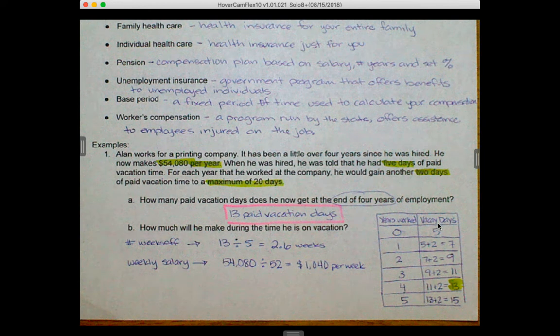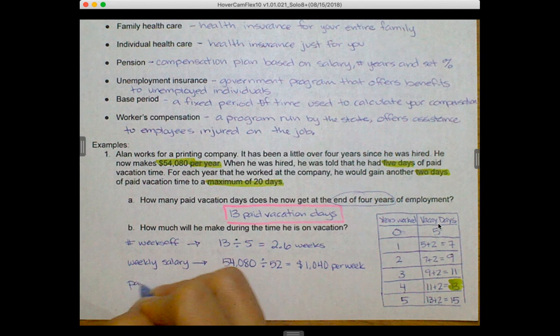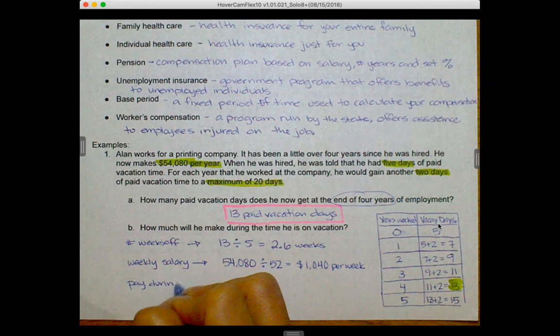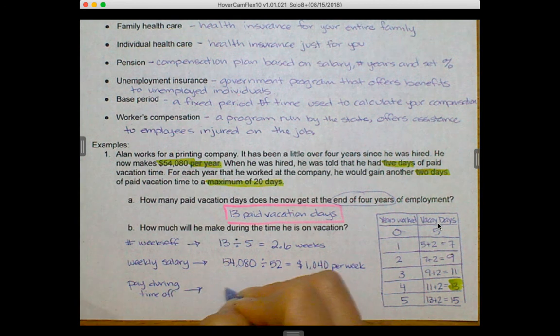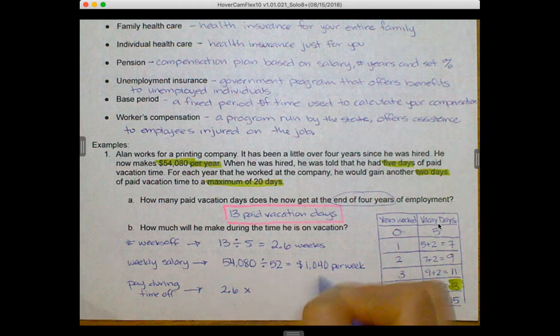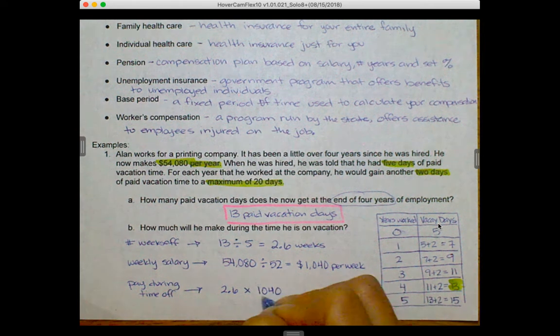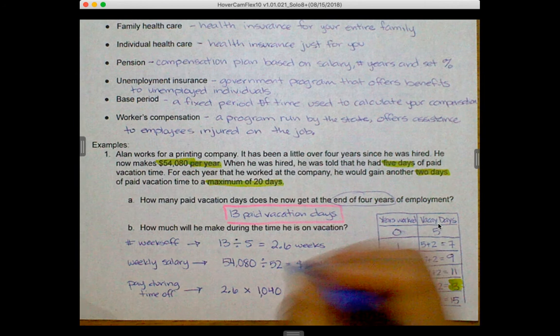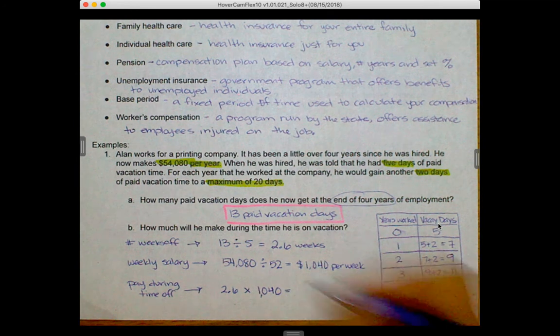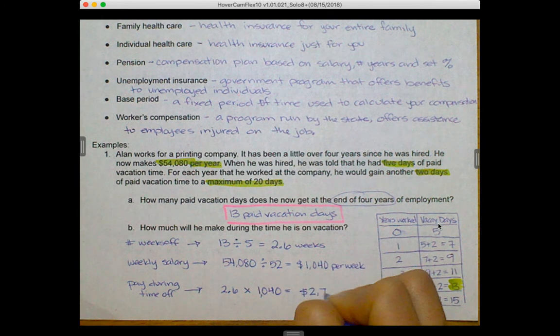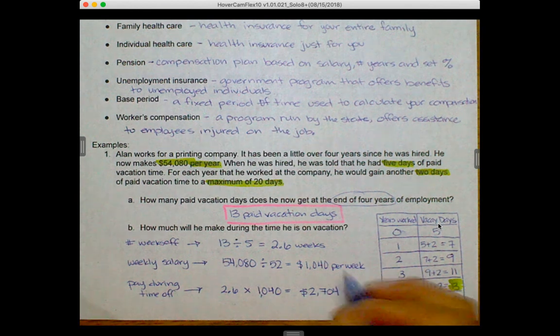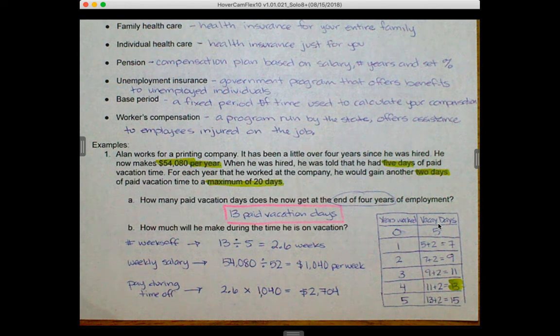Now we know that he's got 2.6 weeks off and it's going to be paid at this rate. So let's figure out what his pay during his time off is. We're going to take our 2.6 weeks and multiply it by his weekly pay rate. Then we get $2,704. This is what he's getting paid during his time off.